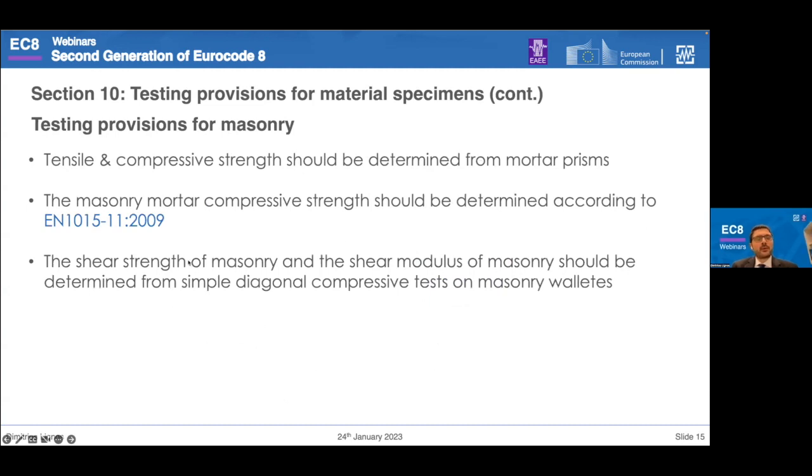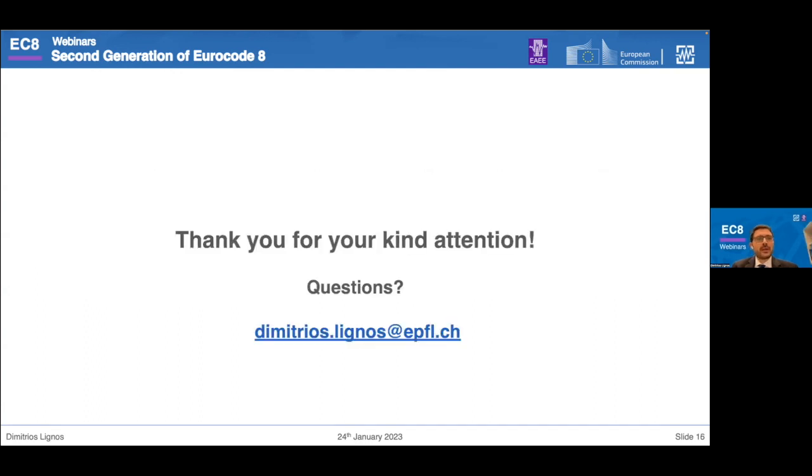Finally, indicatively again, when it comes to masonry, tensile and compressive strength should be determined from mortar prisms. The masonry mortar compressive strength should again be determined according to EN 1015-11. And the shear strength of masonry and shear modulus of masonry should also be determined from simple diagonal compressive tests on masonry wallets. So with that, I'd like to thank you very much for your kind attention, and I'll be happy to answer any questions.